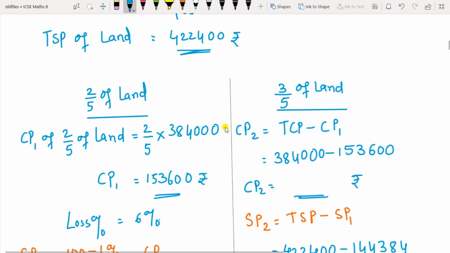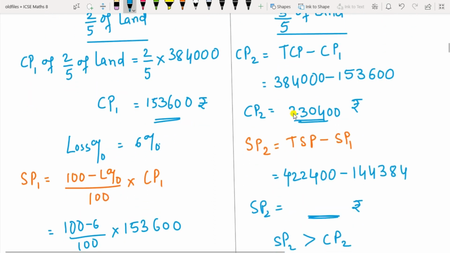Now the remaining land. If the total land is considered as 1, from that you have to subtract 2/5, and after taking LCM, you get 3/5. So the cost price of the remaining 3/5 of the land is the total cost price minus the cost price of 2/5 land. So that CP2 you will get as 2,30,400, the cost price of the 3/5 of the land. Similarly, you have to find the selling price of the 3/5 of the land. That will be the total selling price minus the selling price of 2/5 of land. So subtract these two, and you will get 278016 as the selling price of 3/5 of land.